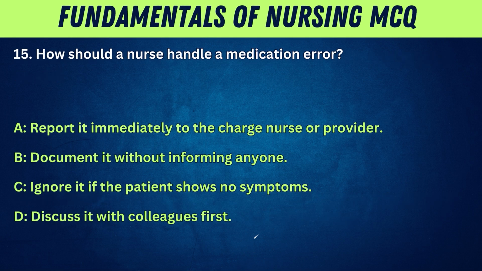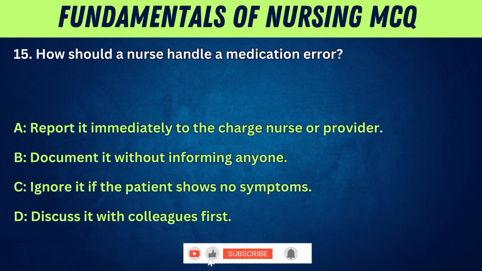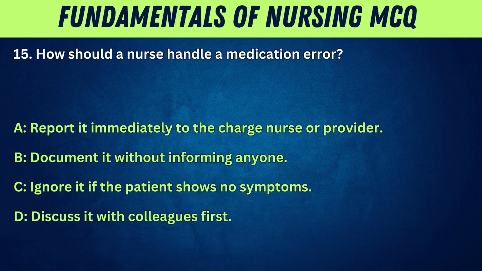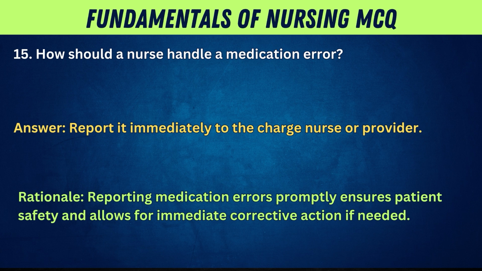15. How should a nurse handle a medication error? A. Report it immediately to the charge nurse or provider. B. Document it without informing anyone. C. Ignore it if the patient shows no symptoms. D. Discuss it with colleagues first. Answer. Report it immediately to the charge nurse or provider. Rationale. Reporting medication errors promptly ensures patient safety and allows for immediate corrective action if needed.